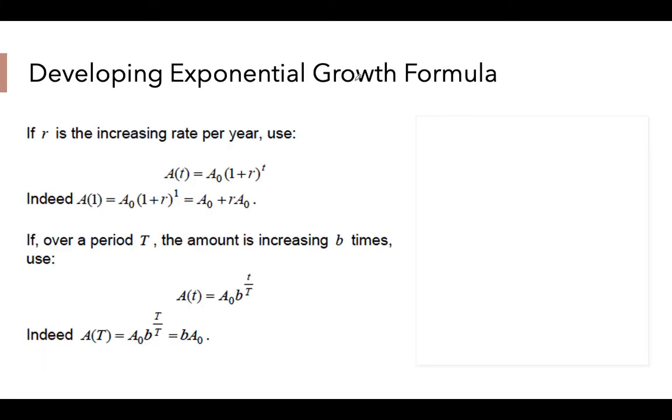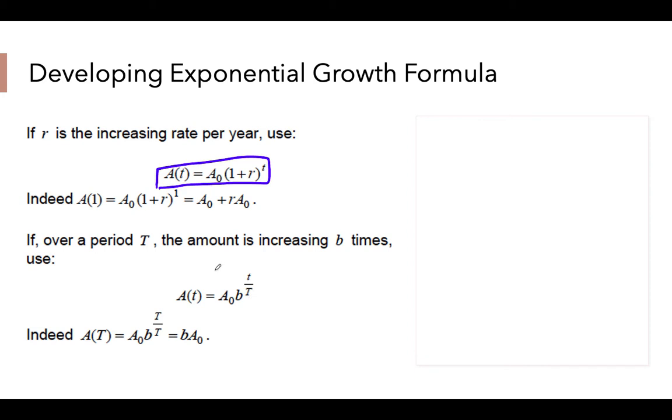Now, developing the exponential growth formula. This is usually done for, example, a compound interest question, where A_t is the final amount, A0 represents the principal amount, your initial amount, and r is the interest rate in percentage, but you have to change it into a decimal, and t is the given time in years.